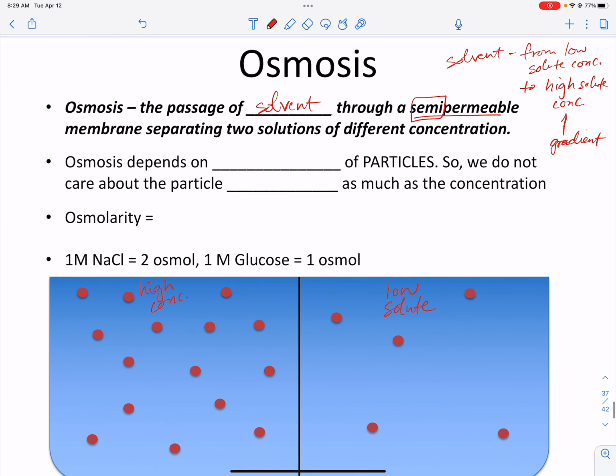All right. Now I want to come back up here to these blanks. Osmosis depends on the concentration of particles. We don't care about what the particle is. We don't care about particle identity. We just care about how many particles there are. Okay? We think of all particles the same.